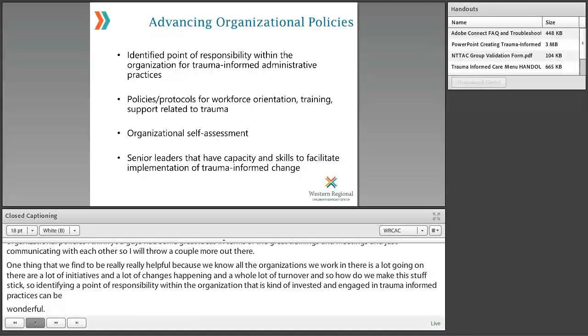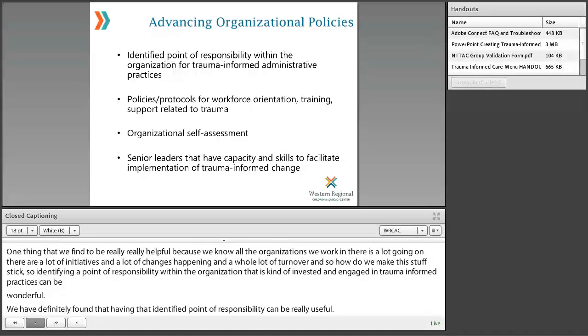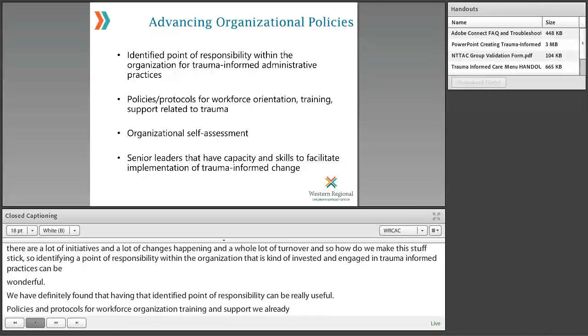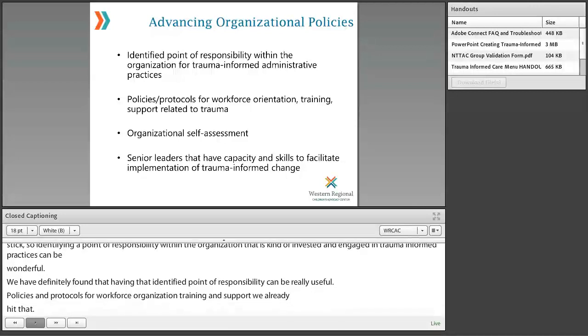Doing a bit of an organizational self-assessment can also help. So where do we want to focus? There's a lot here to do. And so just looking at that menu that I shared earlier, where in my organization do we want to start? Maybe we're already doing a lot of work on system collaboration and physical and psychological safety. Maybe we want to think about policies and practices for secondary trauma or for screening. And then you guys also touched on this, but that senior leadership and how important that is.